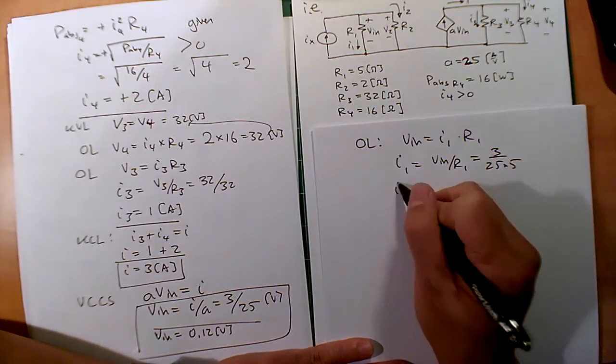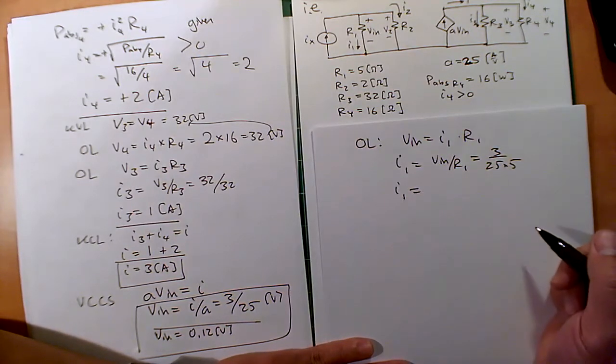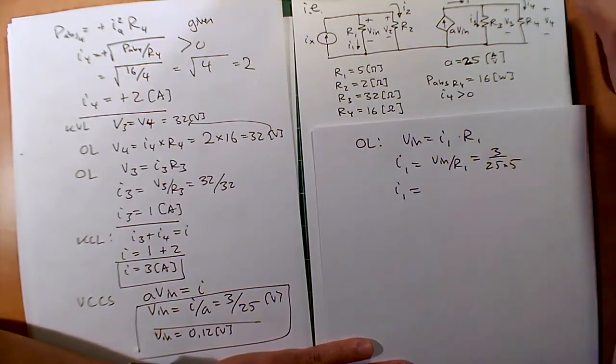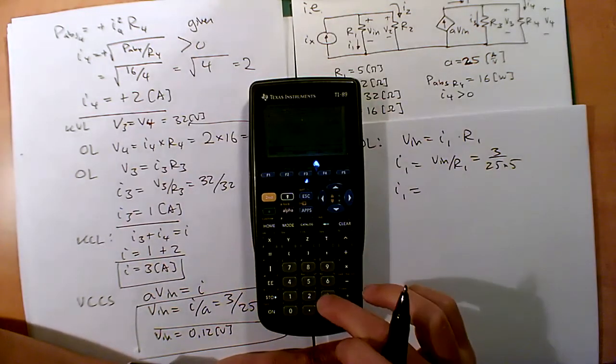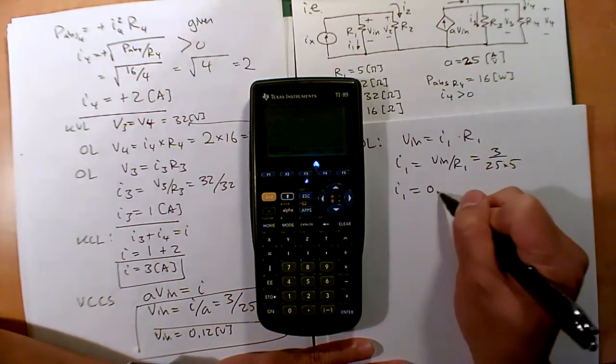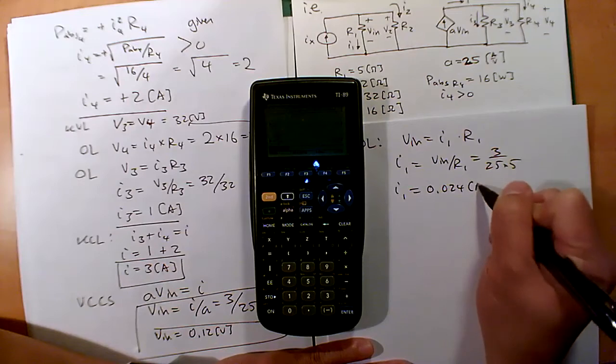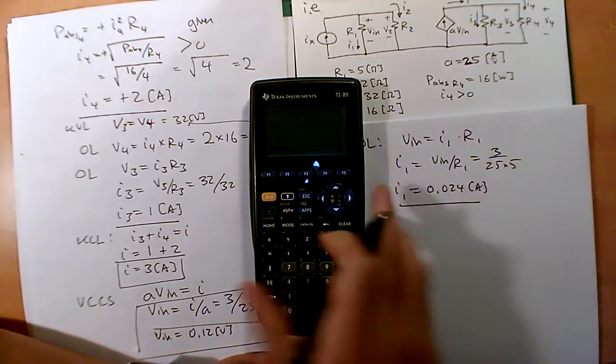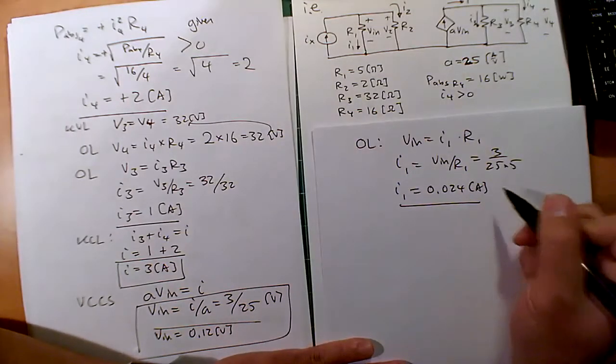Not really going to help me in terms of nice cancellations, is it? No, I don't think so. So I1 is going to be what number? 3 over 25 divided by another 5. Very small, 0.024 amps. Okay, all right, so that's I1.